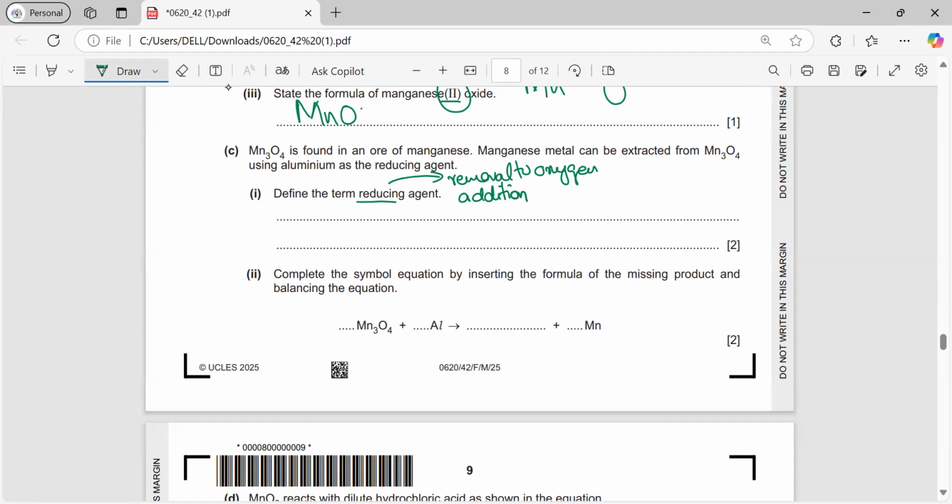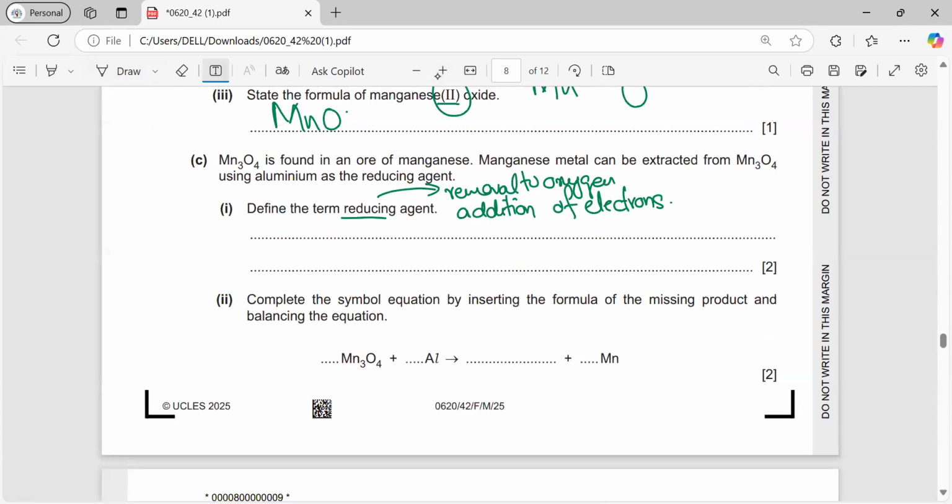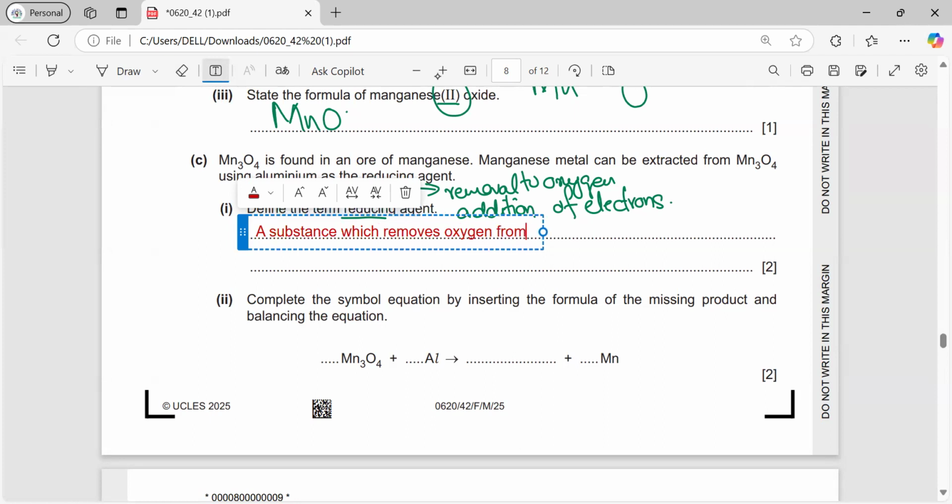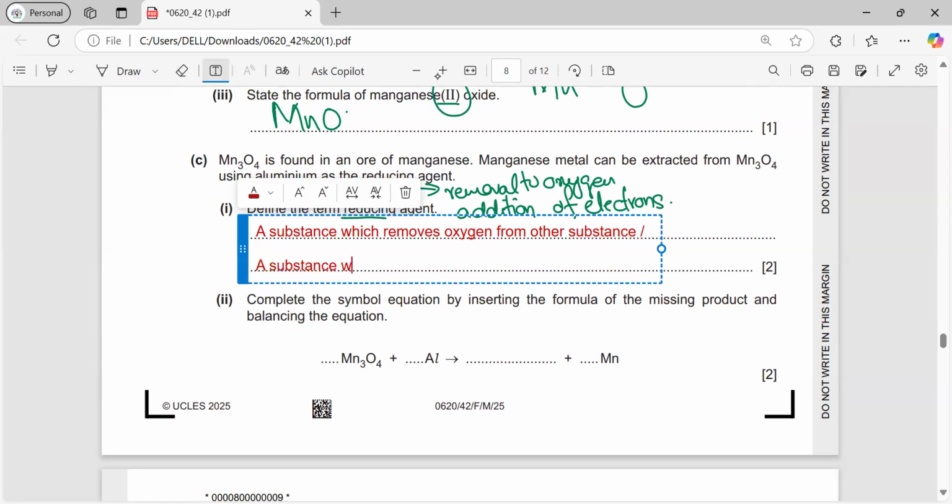So it means that a reducing agent is the one which removes oxygen from another substance. Or you can also write that it is a substance which adds electron or electrons to the other substance.